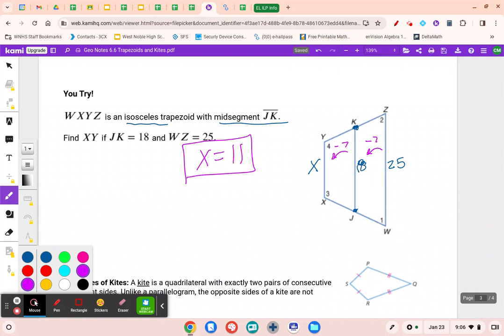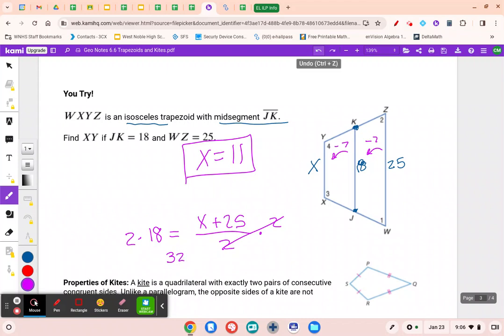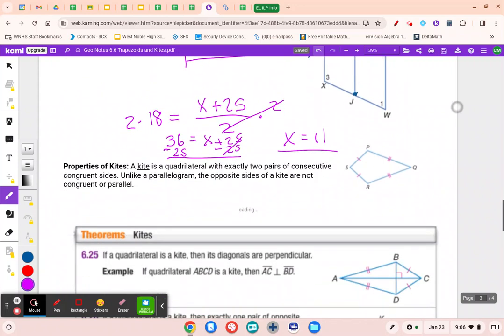Or, like we did the last time, we know that our little formula here finds the middle, so 18 equals the two outers added and divided by 2. And then you can solve and you get the same thing if I multiplied correctly. So whether you do the algebra or just think through it, you get that x equals 11. Okay, those are all our properties of trapezoids.